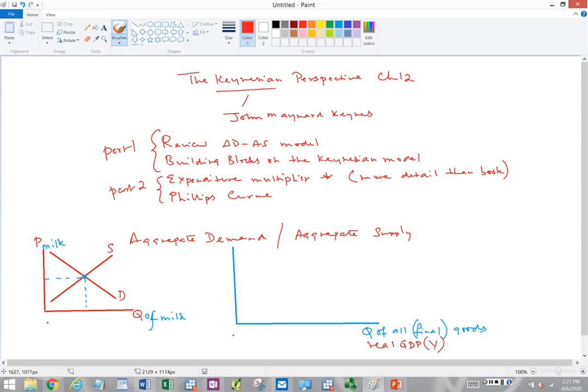On the vertical axis, we're going to measure all prices, and all prices are represented by this concept of the price level, P. So what is this price level? Now the easiest way to think about this is think of this as the GDP deflator or the GDP price index, right? And I'm going to do one more thing. I'm going to scale it down by 100. So it's going to be the GDP price index divided by 100. So that's our measure of all prices.